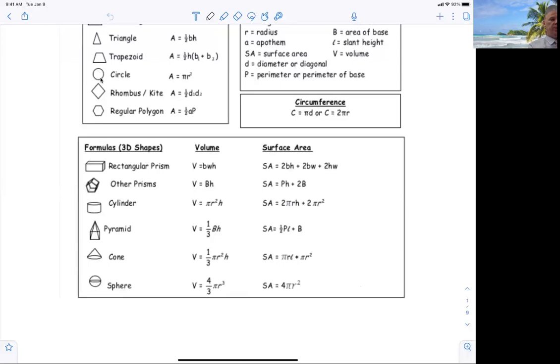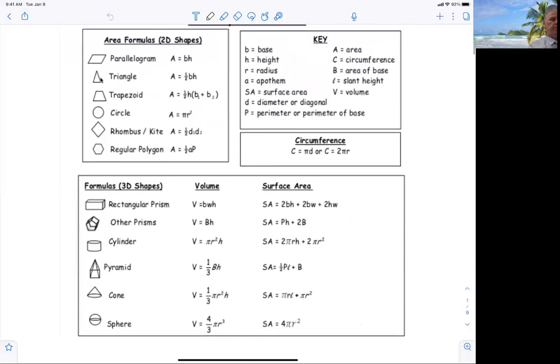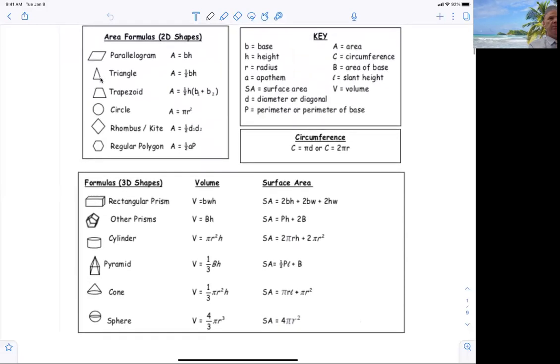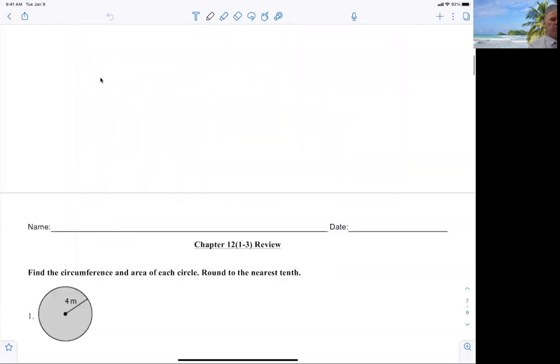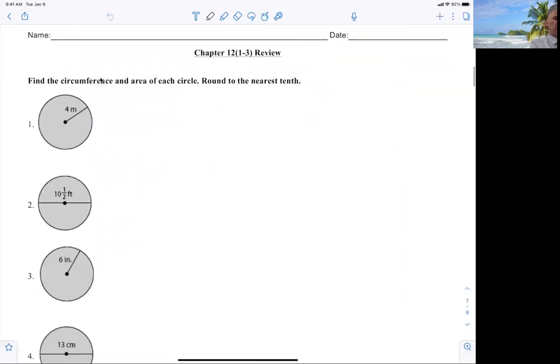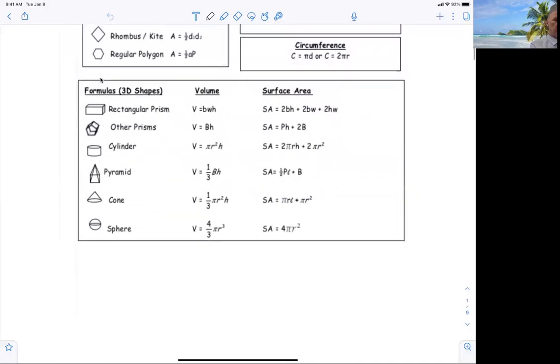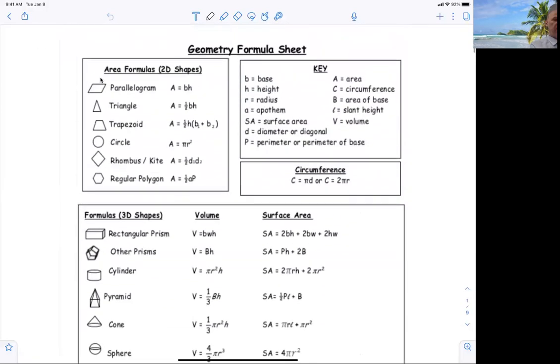Don't worry about the apothem. All right, again, let's just do this. So question number 1, it says, find the circumference and area of each circle. So let's go to our table. Where does it say area and circumference? So circumference and area.